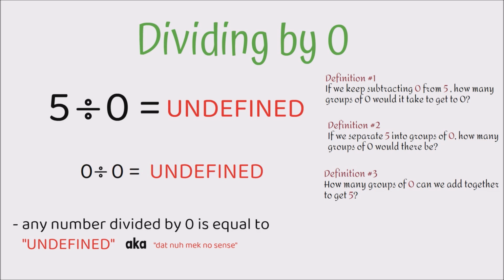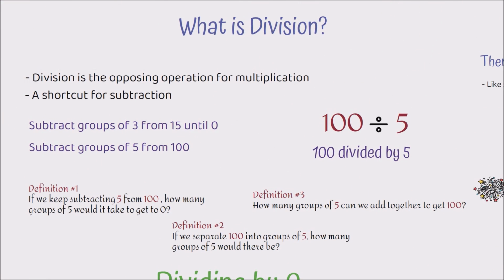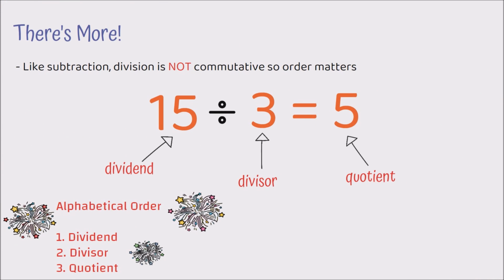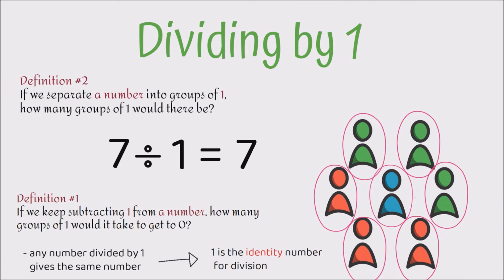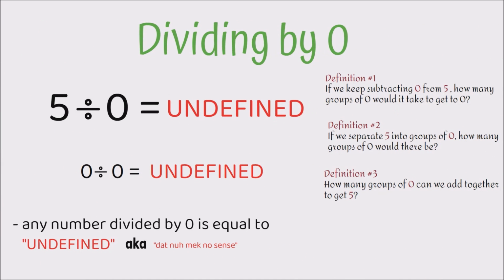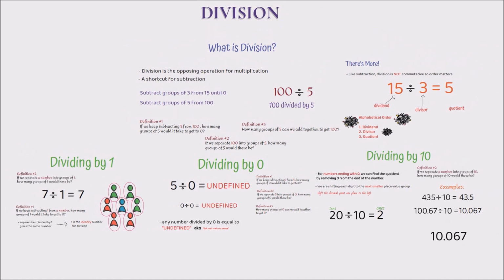Okay, let's recap today's lesson. Division can be seen in many different ways, and the dividend, divisor, and quotient are all the numbers that make up a division equation. Dividing a number by 10 can be done by removing the 0 if the number ends with a 0, or by shifting the decimal point one space to the left. Dividing a number by 1 will always result in the number itself, and finally, dividing a number by 0 makes no sense, and we write that as undefined. And that wraps up today's video.